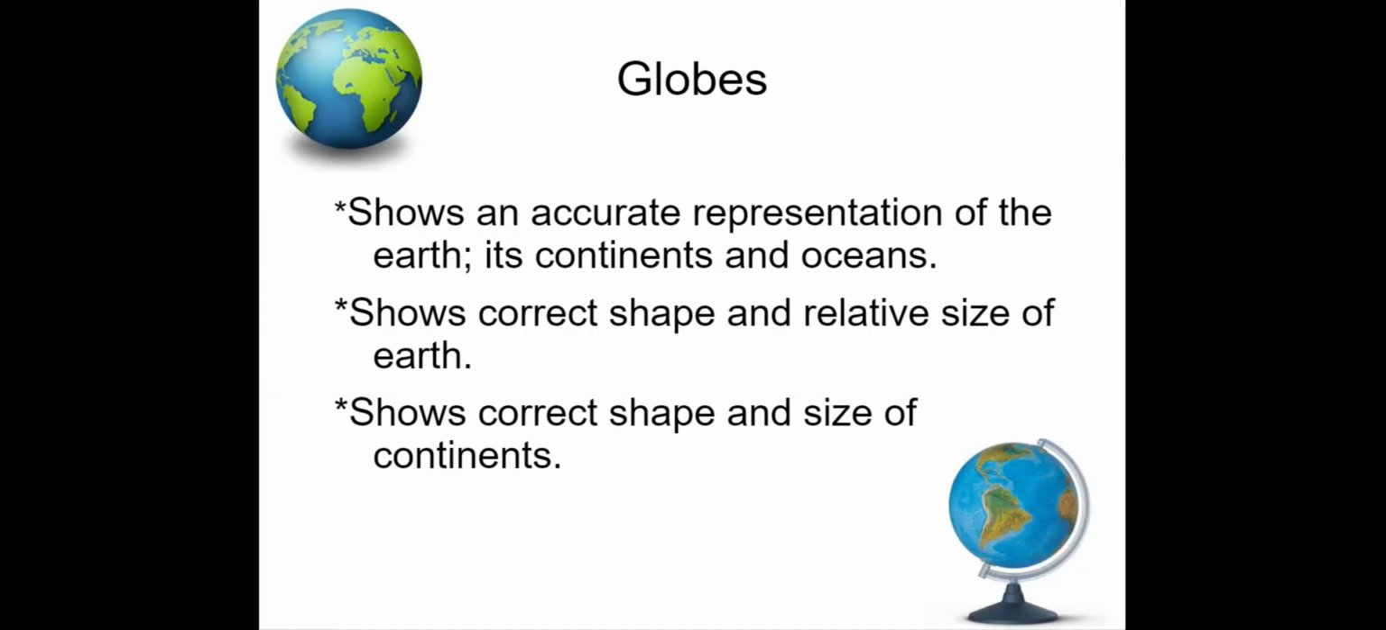A globe is a great example of a model of the Earth. Globes show accurate representations of the size and shape of the Earth. Because that size and shape is relative to the actual Earth, it shows the correct shape and size of the continents. So globes are a great example of something that's modeling something much larger.